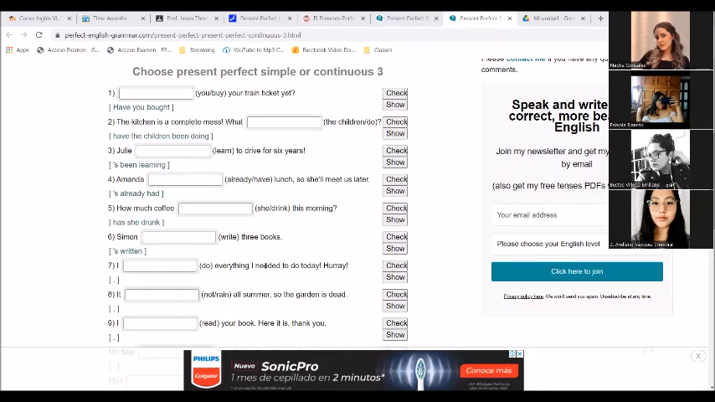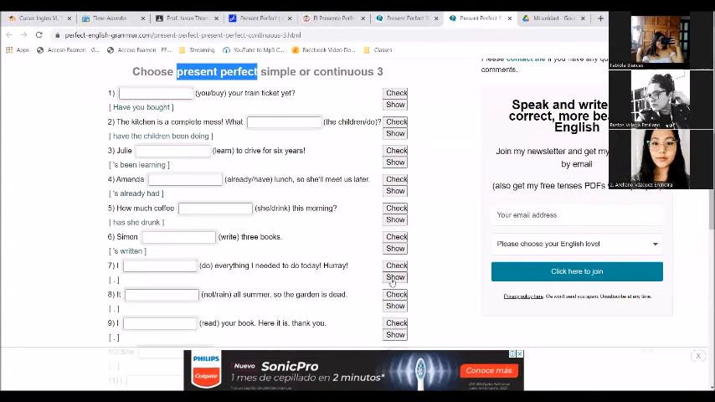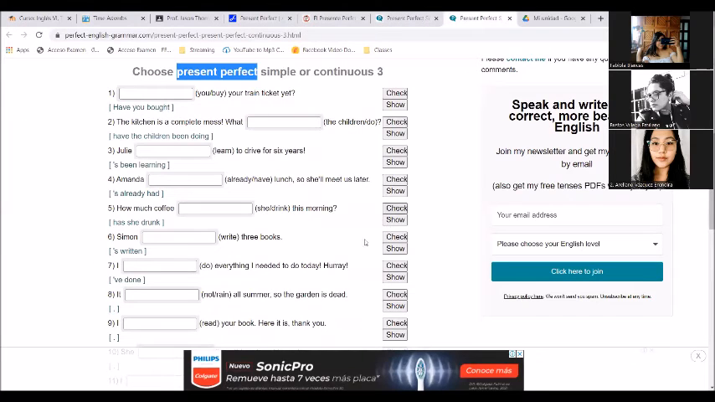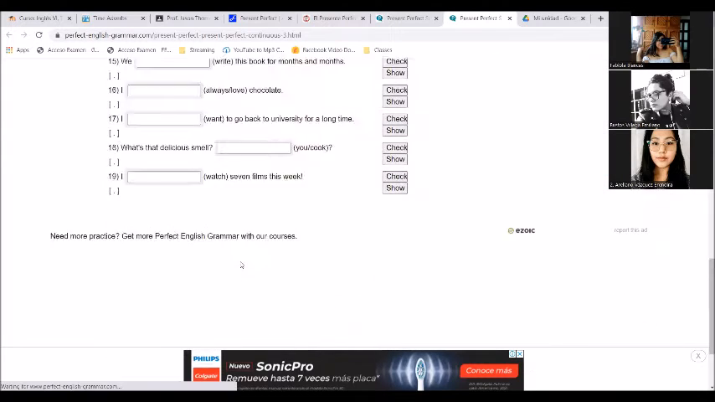I did everything I needed to do today. Hooray. All right, but we're practicing present perfect. Right, so we need to use have and the verb. I do. I have done. Remember, we're practicing with have and the participle form. All right. Now let's scroll down to some more.